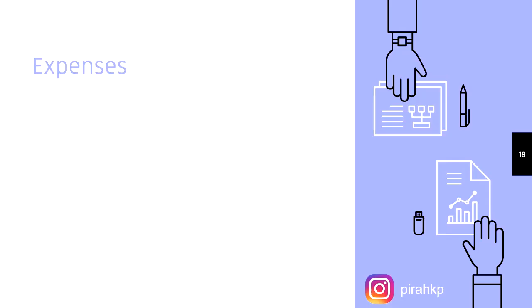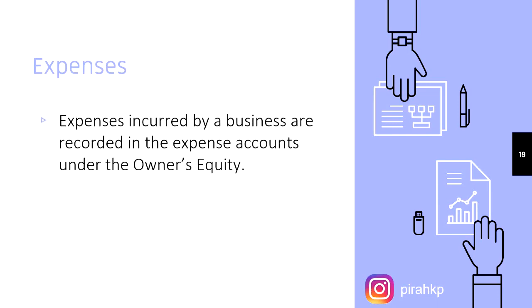Next one is expenses. As we studied in accounting equation video, the revenue and expenses will be paid or gained by the owner. Alright, so expenses. Expenses incurred by a business are recorded in the expense accounts under the owner's equity.